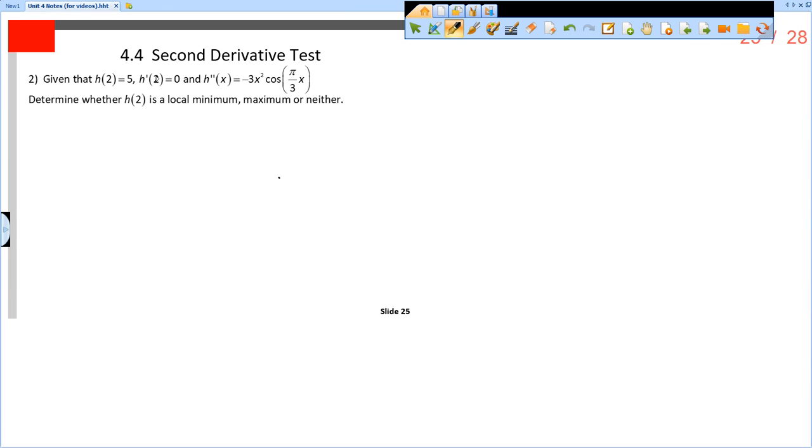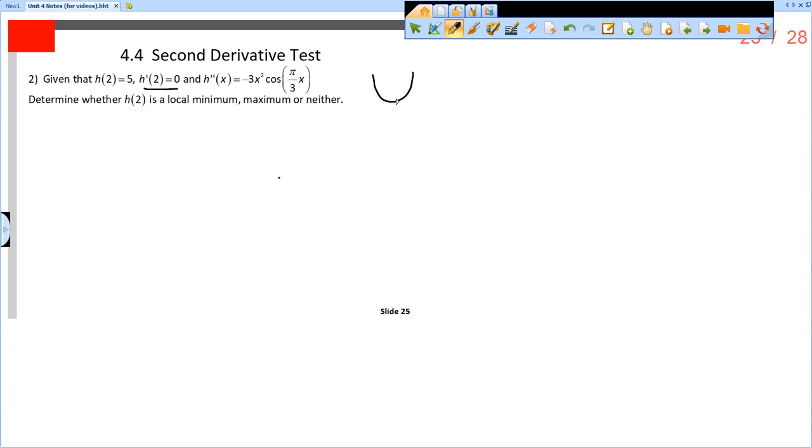Okay, so remember, the second derivative test says if h prime of 2 is 0, then we want to know if h double prime of 2 is positive or negative. That would tell us whether or not we have a local minimum or local maximum.